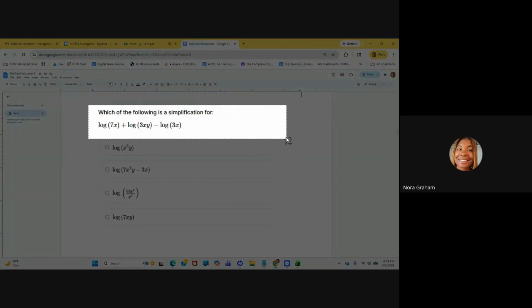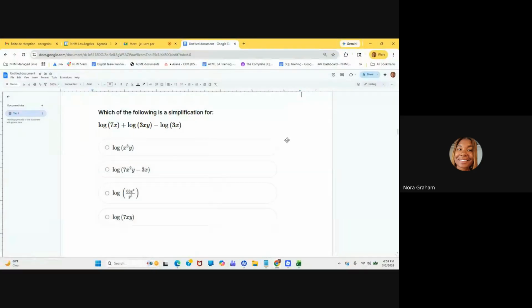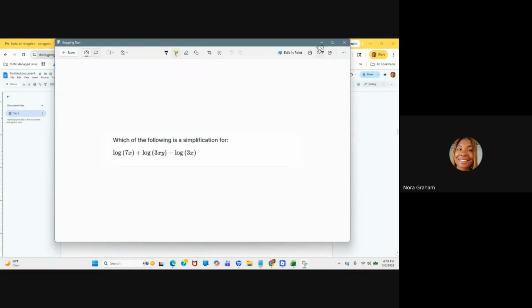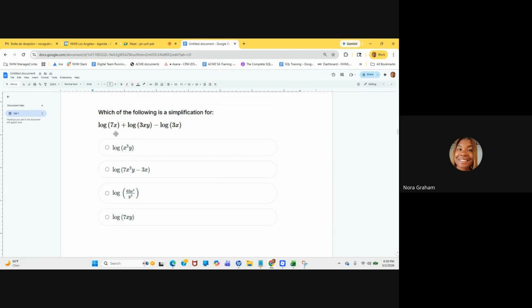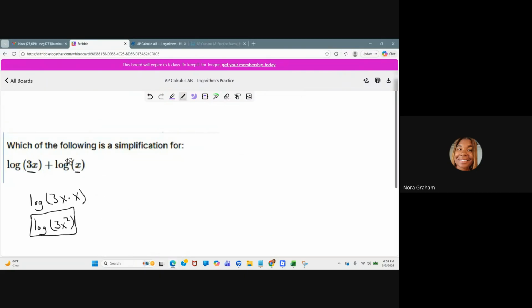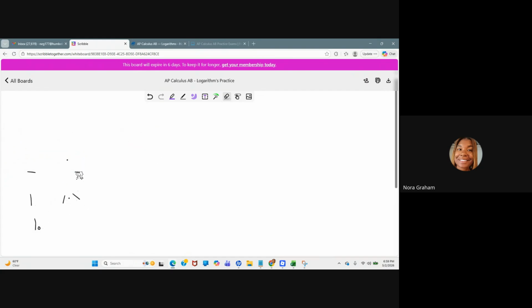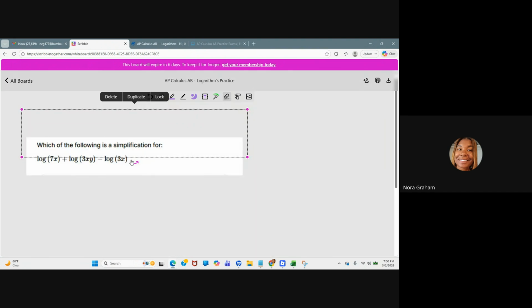Let's move on to the second one. Which of the following is a simplification of, so I have to copy and paste, log 7x plus log 3xy minus log 3x. Let me go back to my board and get rid of all this stuff really quick.